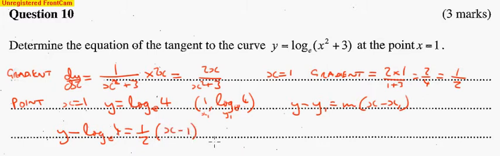And we just have to rearrange that lot to make it look right. I will add log to the base e 4 to both sides, so we get y equals, and I'll also expand this bracket out at the same time, so a half times x is a half x, half times negative 1 is negative a half, plus log to the base e of 4. And you can't simplify that anymore, so I'll just leave that.